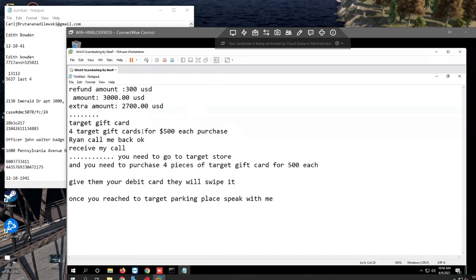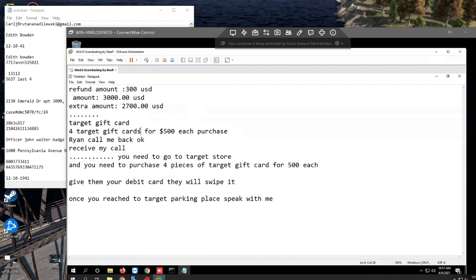Okay, I'll drive down to the Target, and I'll talk to you when I'm at the parking lot. Yes, yes. Take your driving license, take your debit card, take the phone with you. While you are driving, you don't have to speak with me. Once you reach the Target parking place, tell me, okay? I will be waiting for you. Okay, I'll put the phone on a silent hold. You won't hear me, and I won't hear you while I'm driving.